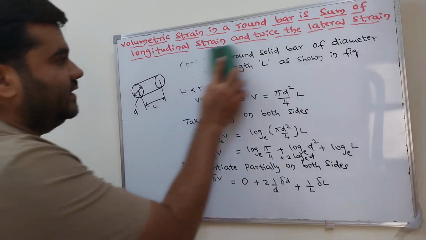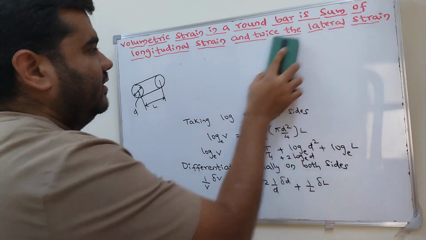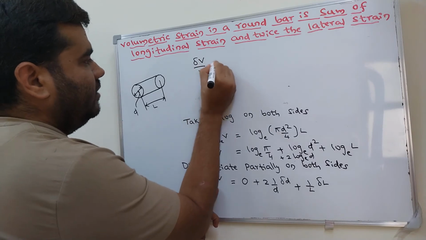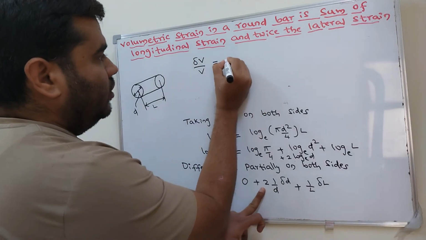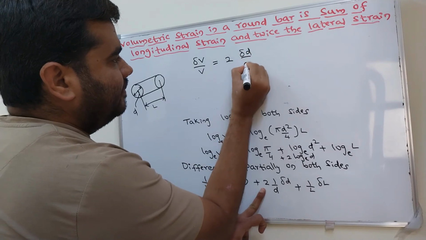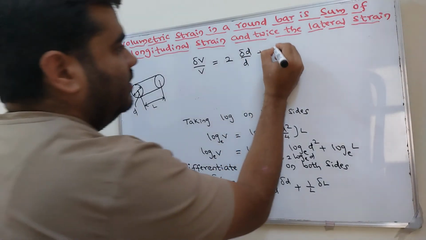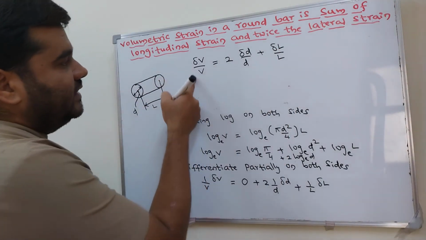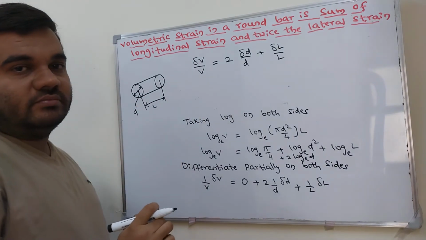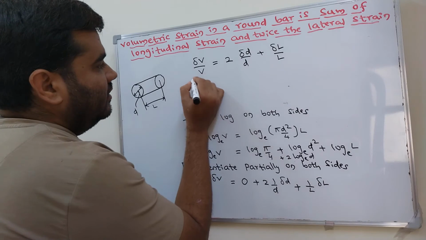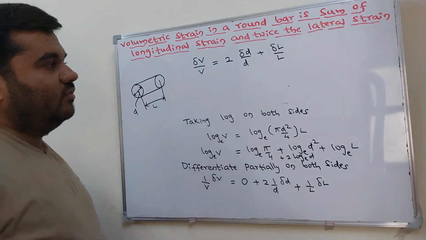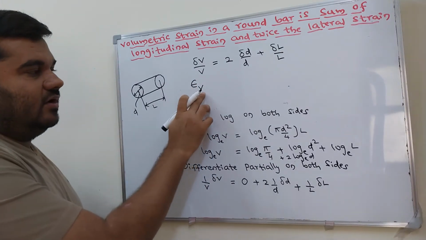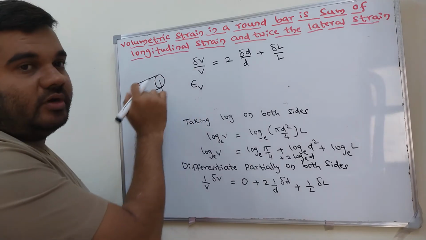After simplification, I will write dou V by V equals 2 times dou d by d plus dou L by L. So what is this? That is change in volume divided by original volume, which is the volumetric strain, epsilon V. Volumetric strain is nothing but change in volume divided by original volume.